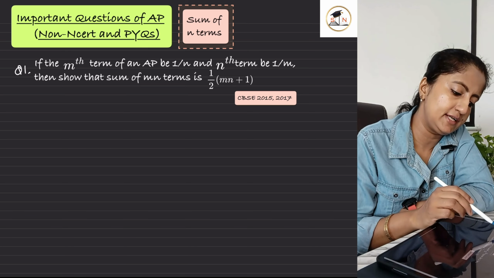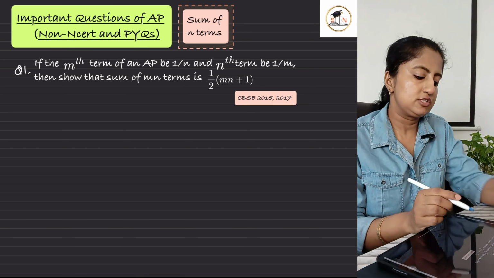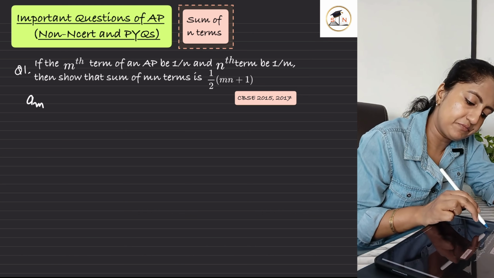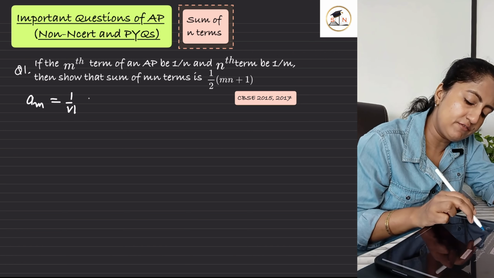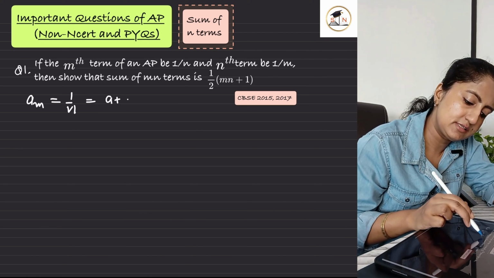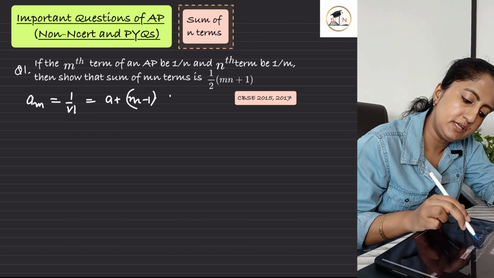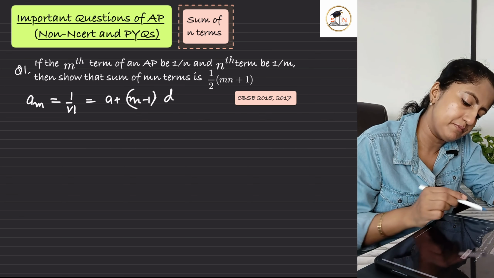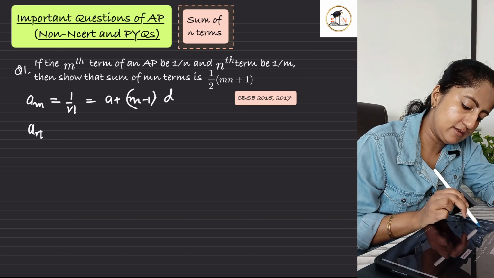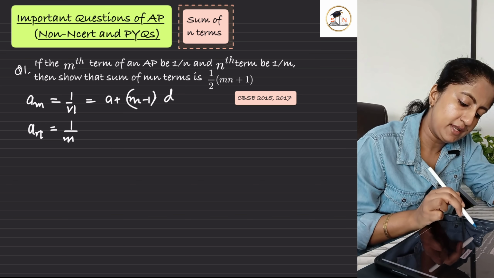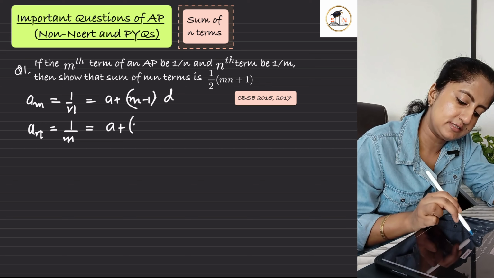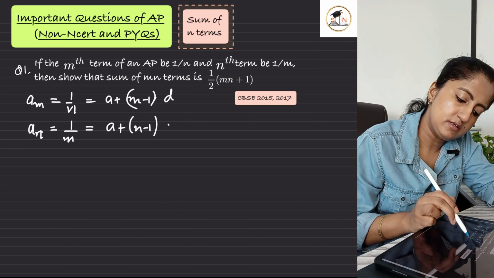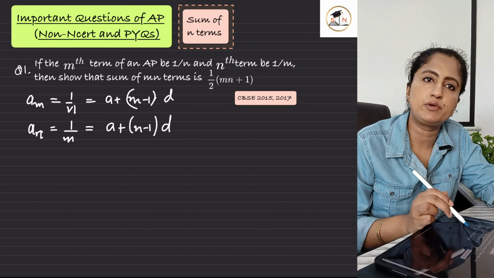Now over here they have said that mth term is 1 by n. So we will start expanding. When they say mth term, that means we are writing am equals 1 by n and we will expand it. It becomes a plus m minus 1 times d. Now the second they are telling us that nth term be 1 by m. So an equals 1 by m equals a plus, it is going to be n minus 1 times d. Now we have got two equations over here.